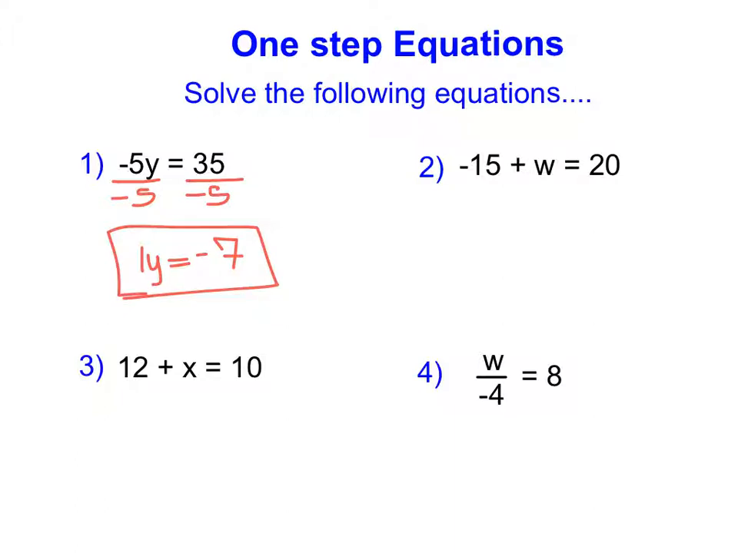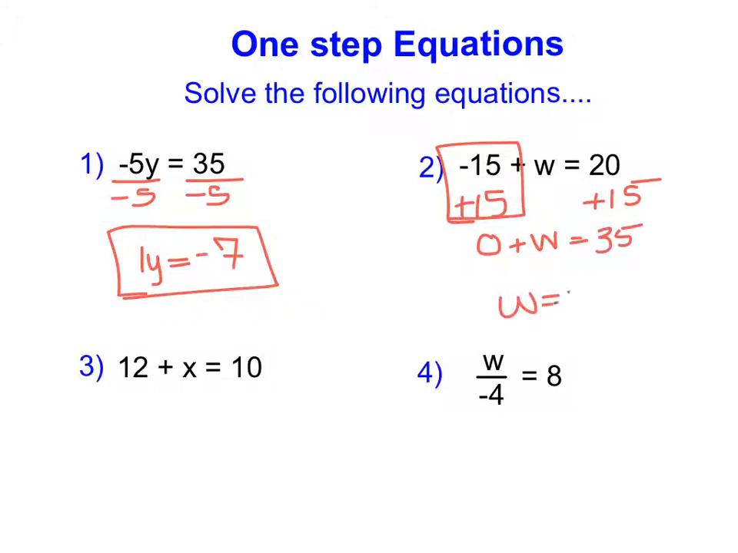Then from here in number 2, I can see that I have a negative number being added. My way to undo that operation is to add 15 to each side. So here, negative 15 plus 15 gives me 0. So I'm just left with w. 20 plus 15 is 35. So I know that w must be equal to 35 in order for that equation to be true.